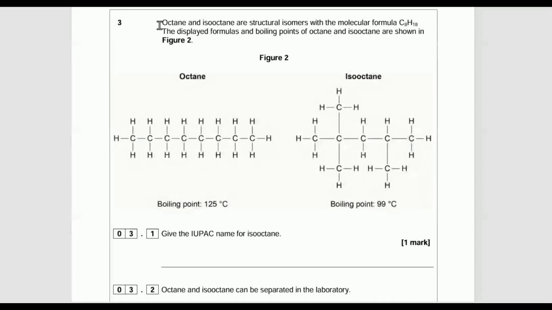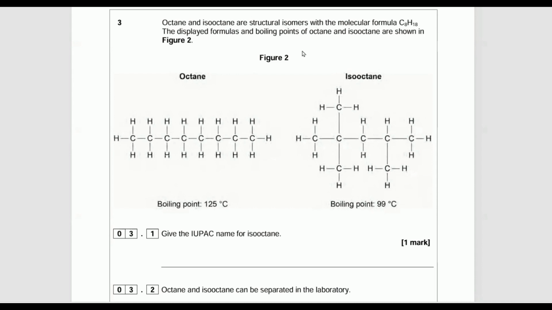Okay, welcome to Let's Get to the Marks, going through some organic chemistry for AS chemistry or year 12 chemistry, still relevant if you're doing year 13 chemistry. And we're going through some stuff on alkanes. So octane and isooctane are structural isomers with the molecular formula C8H18.